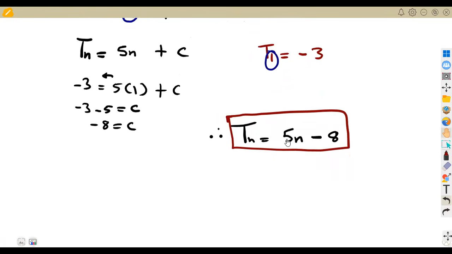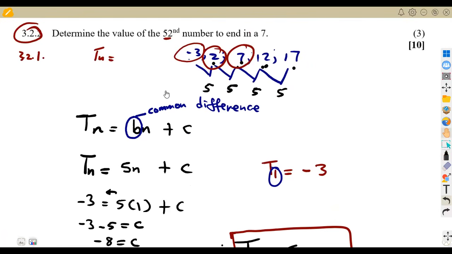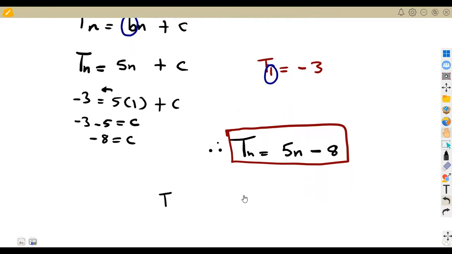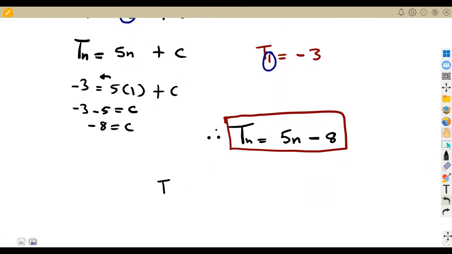In this case, this is 5n minus 8, which is our expression that we are given for the simplification that we have for Tn. So when we are given the number of term as 52 in this case, as we can see here, we are given this as 52. So which is going to be the term corresponding to these? So this is going to be T52 is equal to 5 times 52 minus 8.